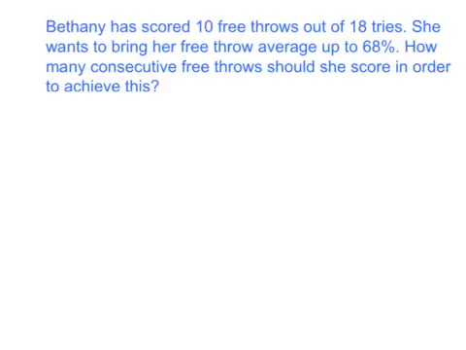Here's another problem dealing with percents. This problem is about a gal named Bethany. She is shooting free throws, and right away I'm curious about how she's doing. We have 10 free throws made out of 18. Her percentage thus far is 55.5%.